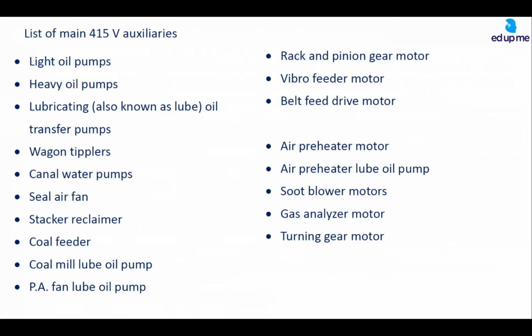And if the DC motor also fails, then somebody is made to sit and manually rotate the handle from outside. The air preheater cannot stop, should not stop. Even when the unit trips, the air preheater should keep on rotating. The air preheater is an emergency auxiliary. Air preheater lube oil pump, soot blower motors.